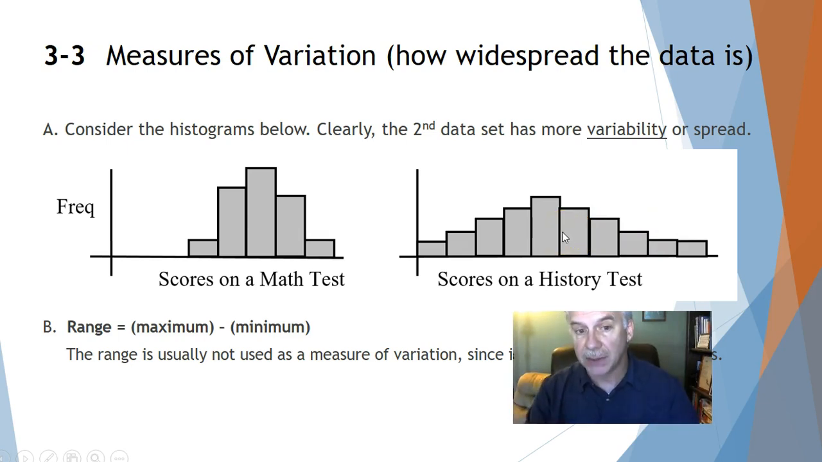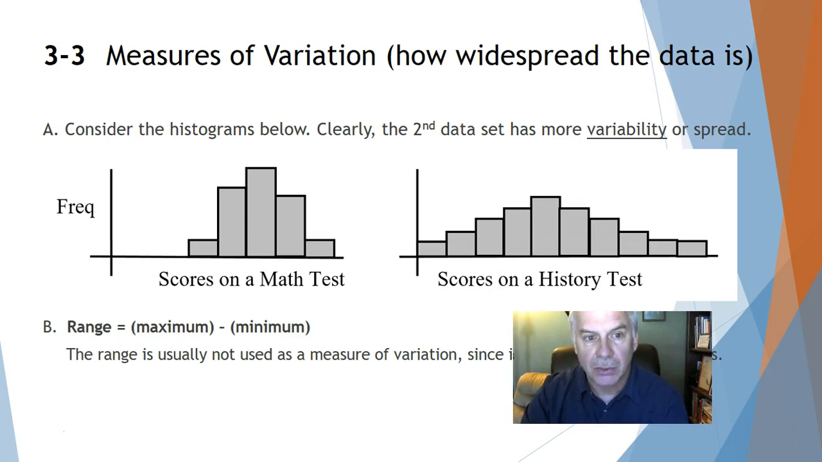So obviously the math test scores were closer together than the history test scores. The history test scores show a wider variability or a wider spread in the data. All right, they're more widespread. You have more lows and more highs, and they're more spread out. So we say that second test, the history test, has more variability or spread.